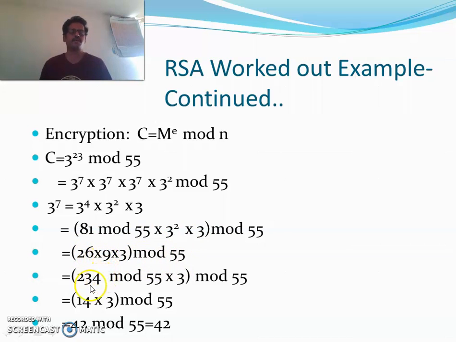26 into 9 gives 234. It is too big, so we perform a modulo division under 55. 234 mod 55 gives 14. Then 14 into 3 gives 42. 42 mod 55: 42 is already in the range of 55, so the result is 42.